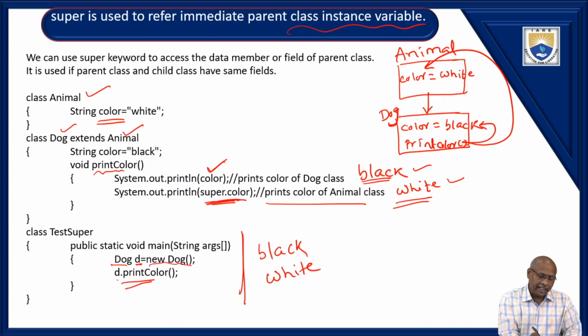Here color is there, here also color. So when I call color in the child, it goes only to the child's color. If the names are different, then the super keyword is not required. If the names are the same, only then is the super keyword important. So that is the way you have to use super.color, so that it will go to the parent's color. Now I'll go to another program.